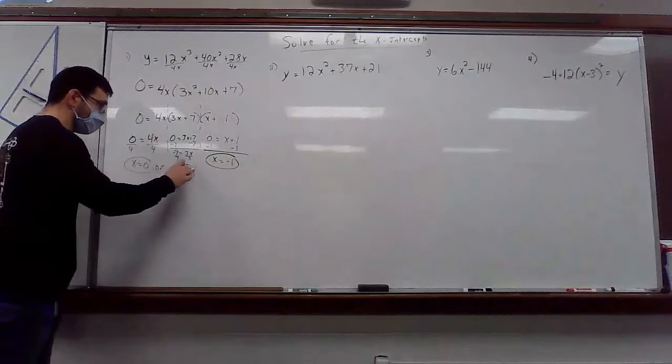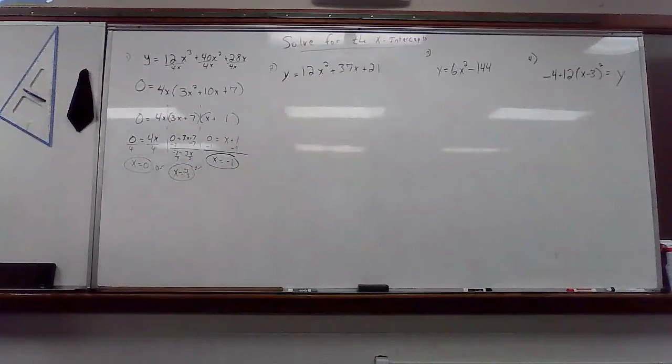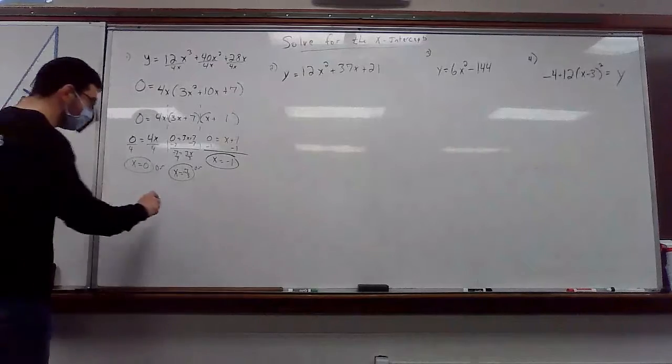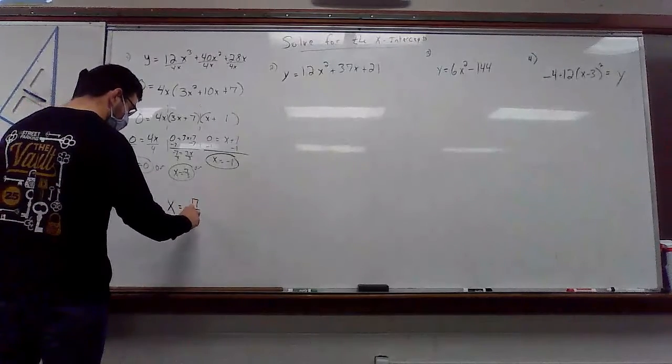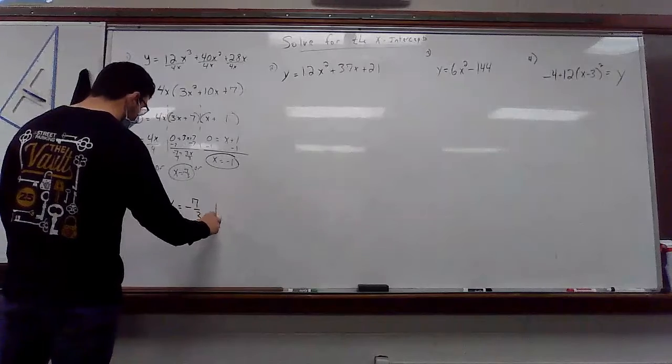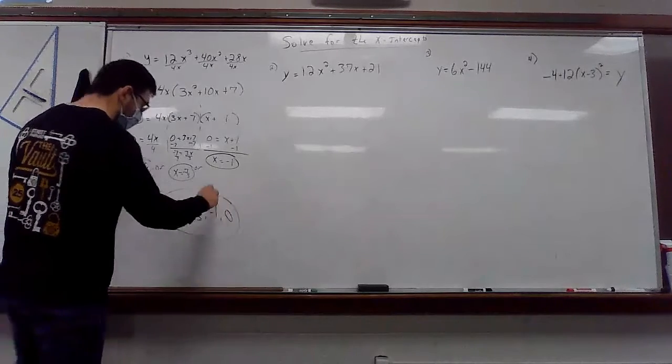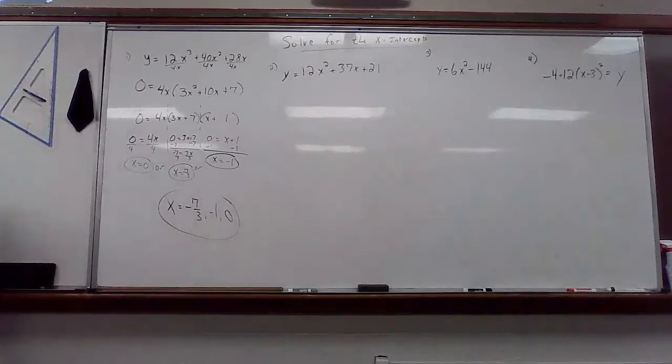Remember, this is all ors. Those are all the possible x-intercepts. The way that I would show this is I would say x equals negative 7 divided by 3, comma, negative 1, comma, 0. When we write it like that, that's saying negative 7/3 or negative 1 or 0.